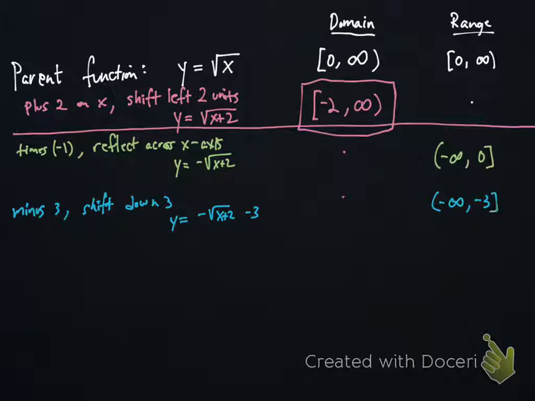Next, we shift down by 3 units. And so we're going to subtract 3 from all the y values. And so 0 minus 3 is -3, and -infinity minus 3 is still -infinity. And so I get that the range is -infinity to -3, closed on the -3 side, open on the -infinity side.